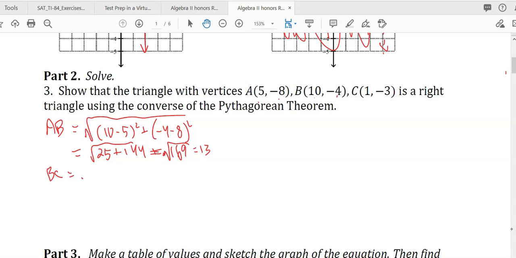BC. X1 minus X2, 1 minus 10, 20 squared. And BC, so be negative 3 minus negative 4, which is negative 3 plus 4. So that'd be negative 9 squared, which is 81, plus 1 squared, which is 1, so square root of 82. Might be able to be simplified.